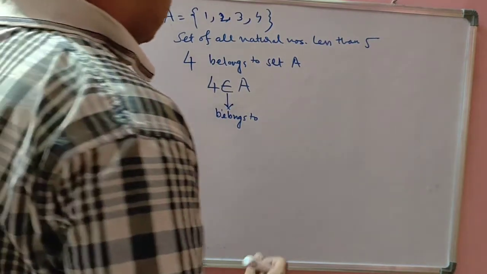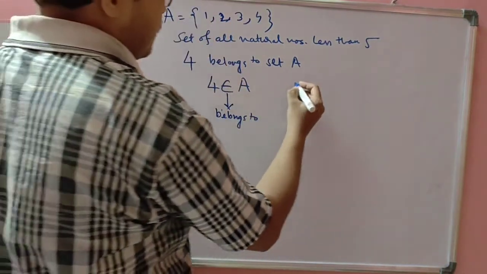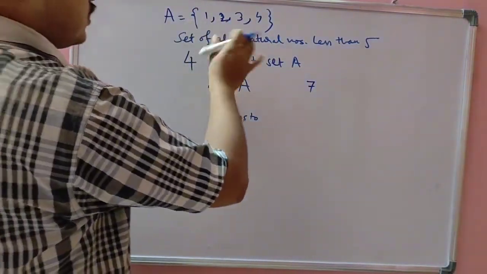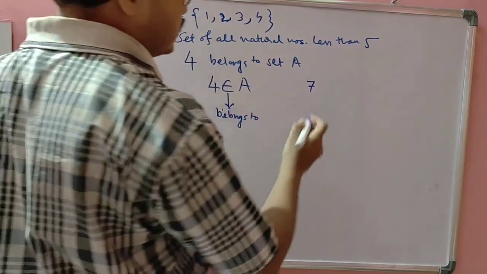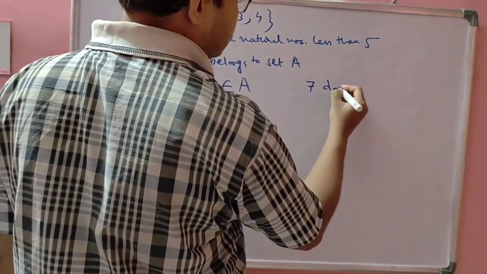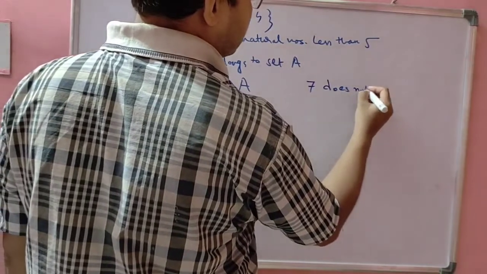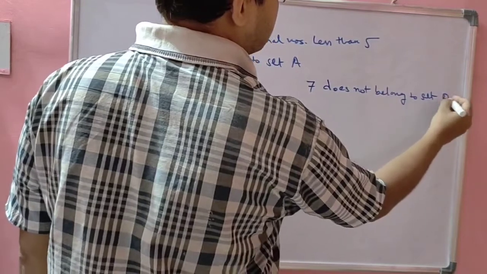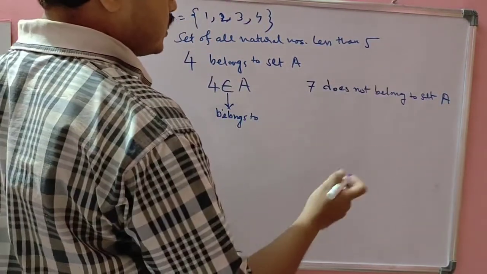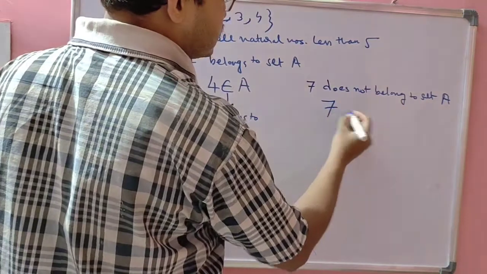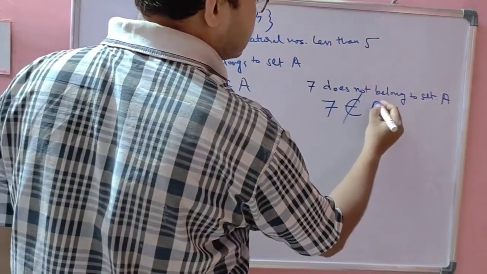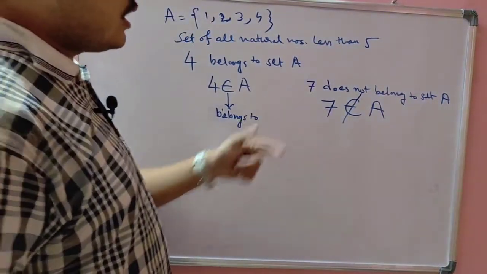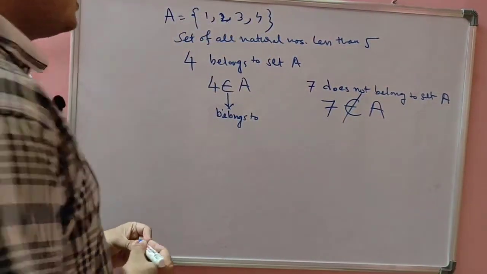Suppose an element which is not in the set A. If we take the element 7, 7 isn't in the set A, so we say that 7 does not belong to set A. How will we represent it mathematically? 7, then epsilon with a cut, then A. So 7 does not belong to set A. This is how we will represent sets.